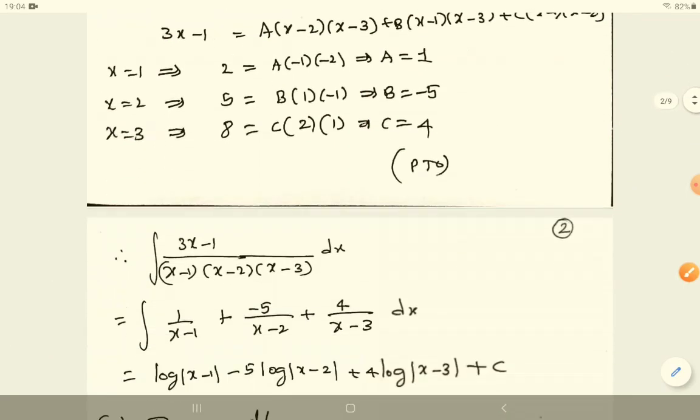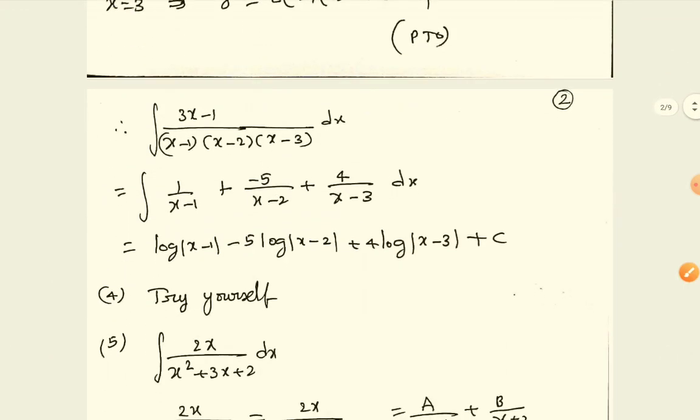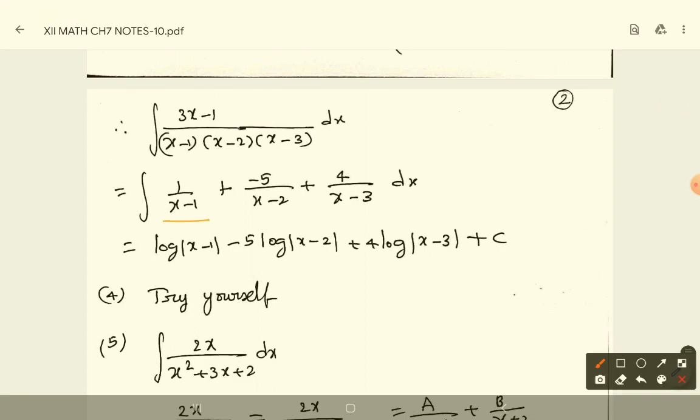Look at this. Then we get 1 by x minus 1 plus minus 5 by x minus 2 plus 4 by x minus 3, because A is equal to 1, B is equal to minus 5, C is equal to 4. Then it is log mod x minus 1, minus 5 log mod x minus 2, plus 4 log mod x minus 3, plus C. So after finding the A, B, C values, we can integrate very easily.